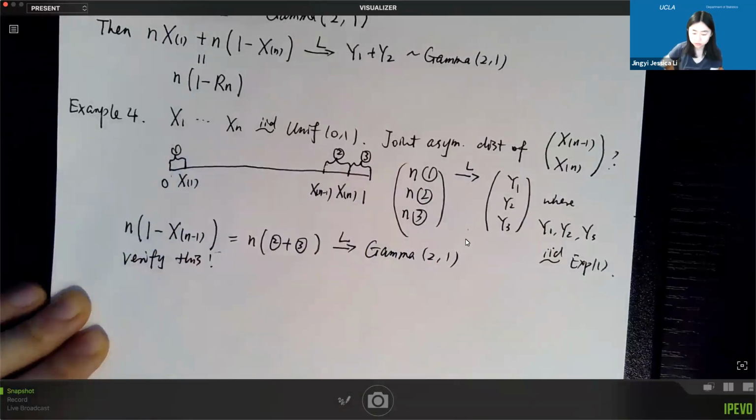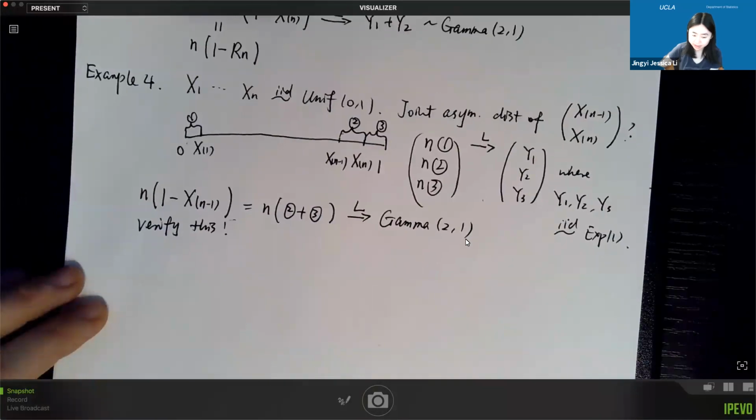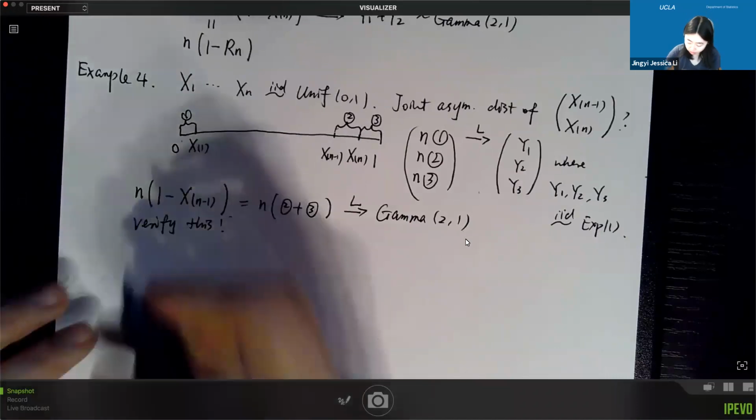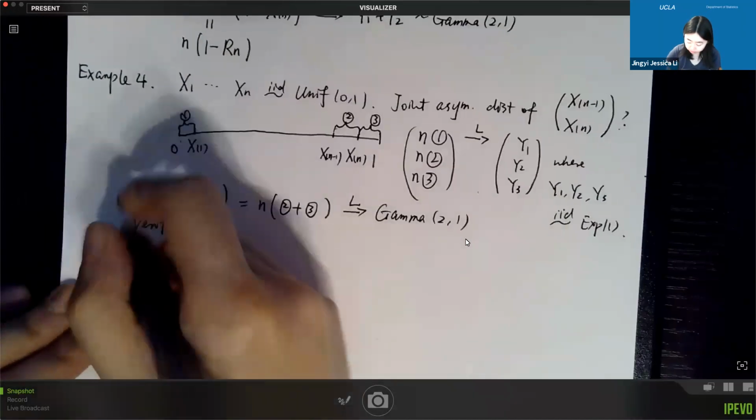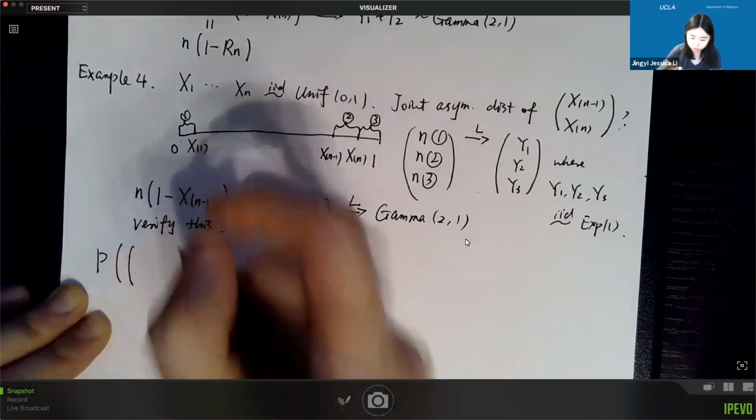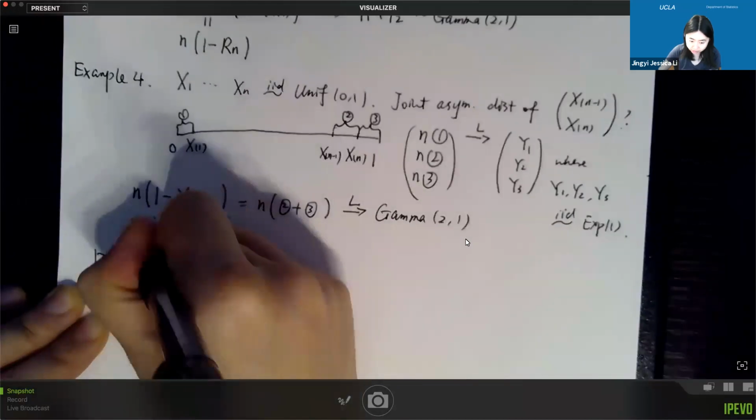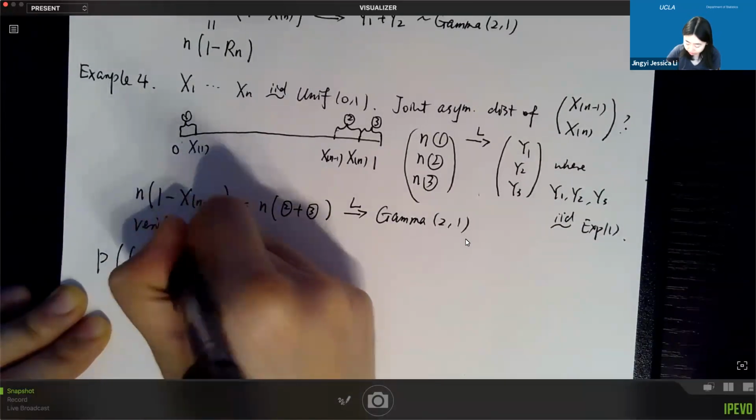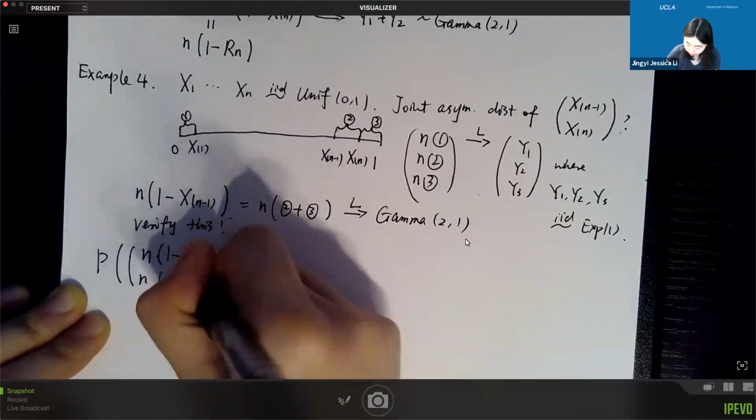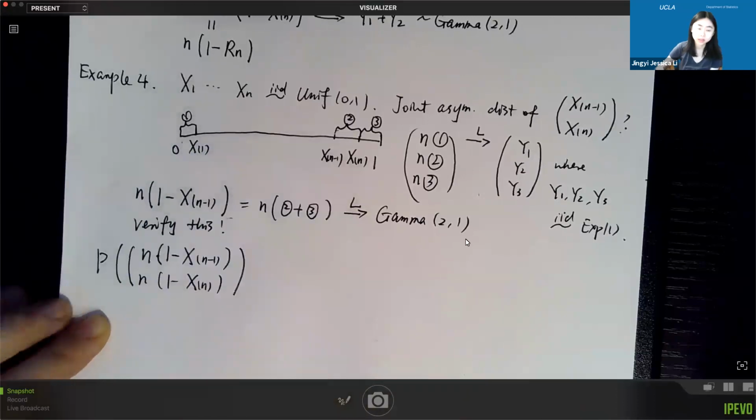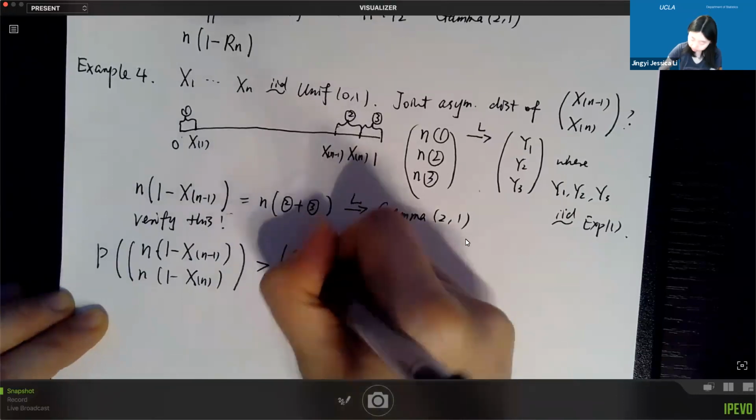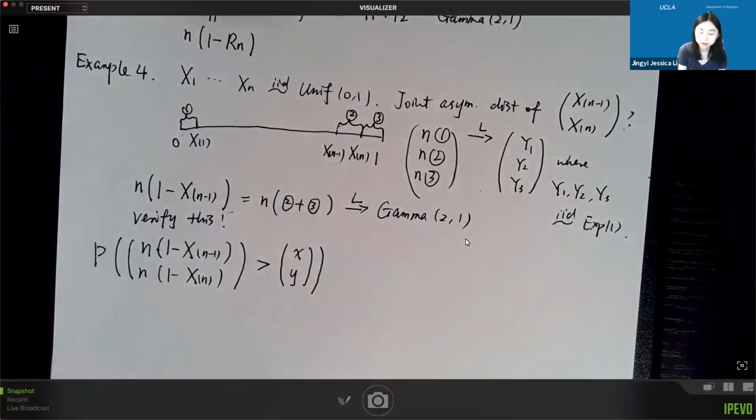Okay, so we're going to verify this. So again, we are going to show what's the distribution of this. So we're interested in showing this joint distribution, and for the right tail, n times 1 minus x_{n-1}, n times 1 minus x_n. So it's a two-dimensional vector. We're interested in its probability being greater than (x, y), and want to derive that.